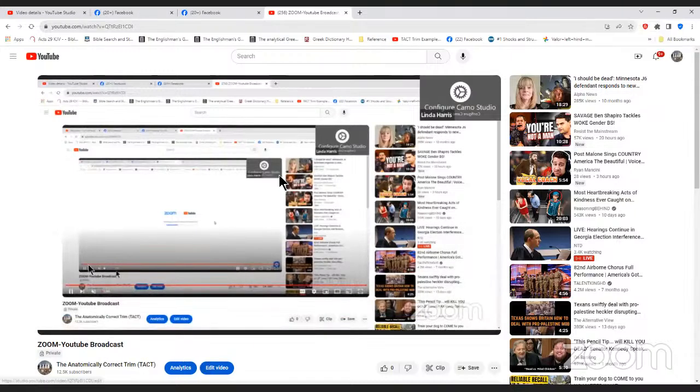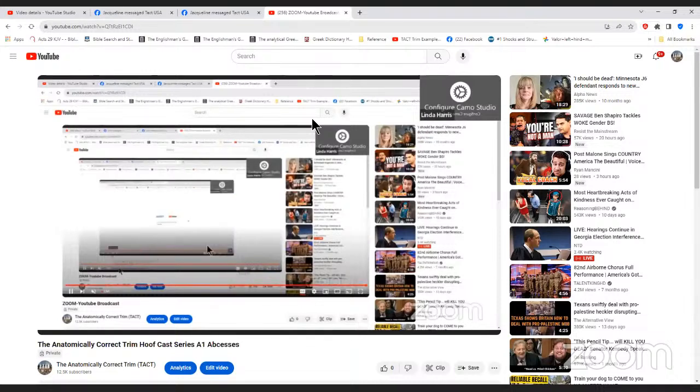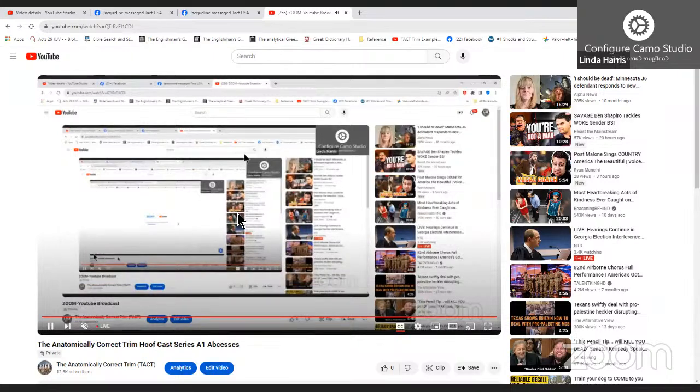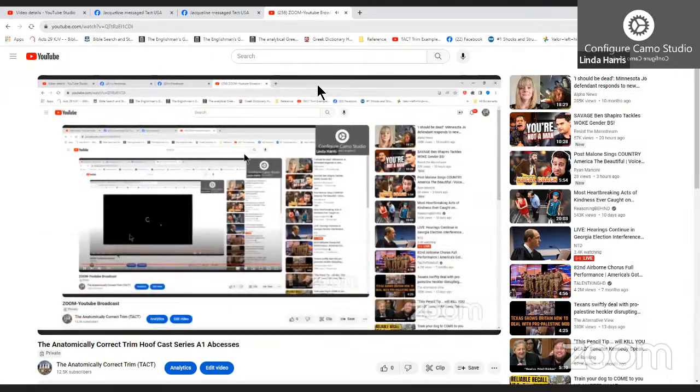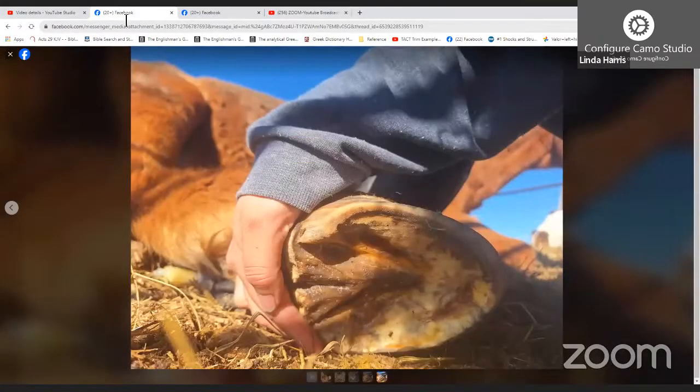So, a total of 10 abscesses: one in the right front, two in the left hind, eight in the right hind. Okay, a total of 10 abscesses. I've got to do a new share here. Just a minute. I've got to find his foot and then share.